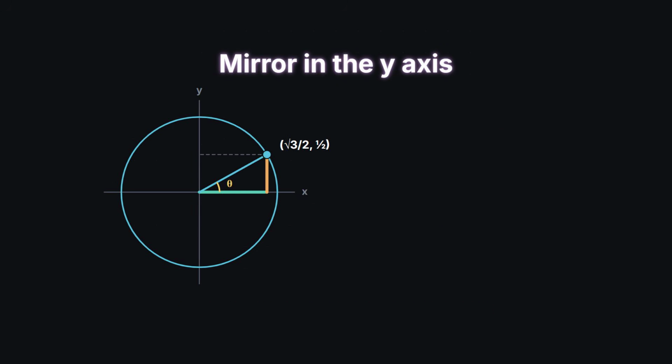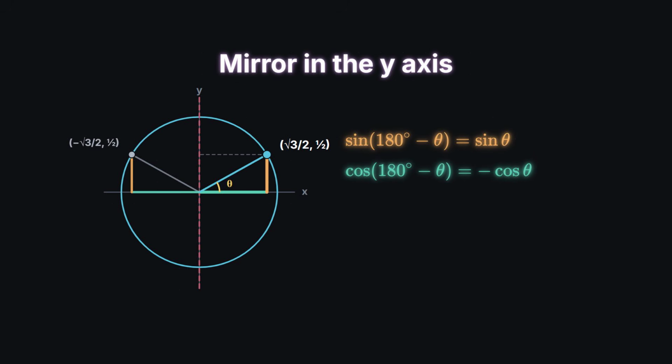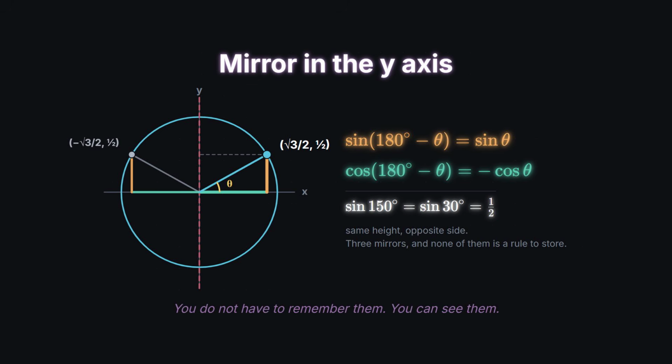Third, reflect in the y-axis. That turns theta into 180 minus theta. The point keeps its height and flips its horizontal position. So sine of 180 minus theta is sine theta, and cosine picks up a minus sign. This is why the sine of 150 degrees equals the sine of 30. Same height, opposite side. Both are exactly 1/2. 3 reflections, 3 rules. You do not have to store any of them, because you can see all 3.